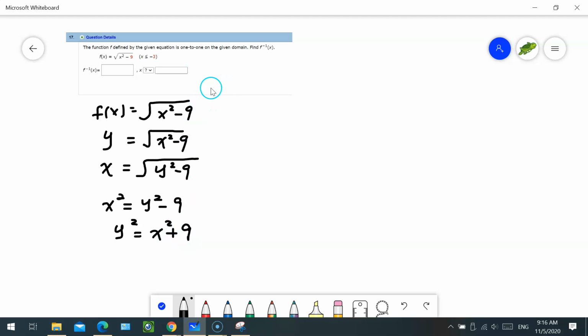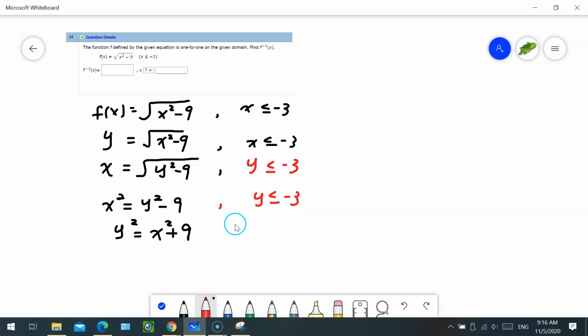Oh, by the way, I forgot to write down the x is less than or equal to -3. So once we start to interchange x and y, this x value, I need to change to y as well. Okay? So now we have y is less than or equal to -3.